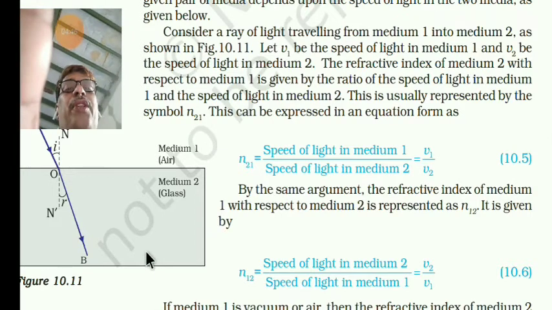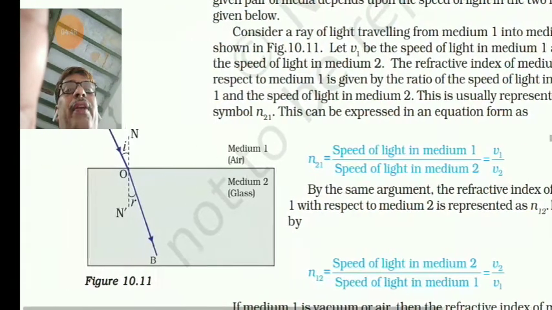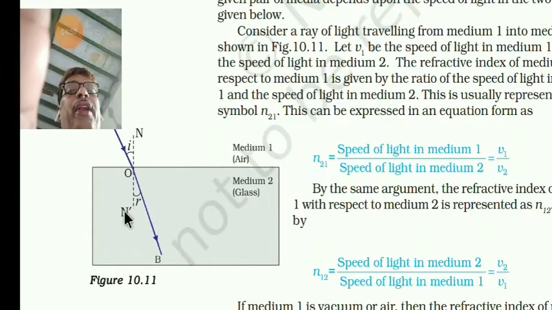See now, when the light ray enters from medium 1 to medium 2, it slightly bends, and this one is the normal.